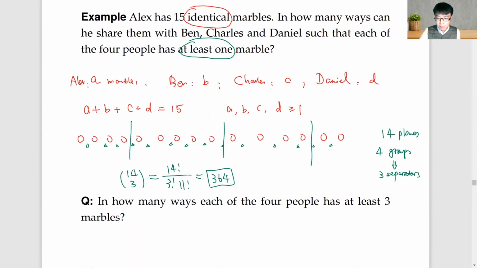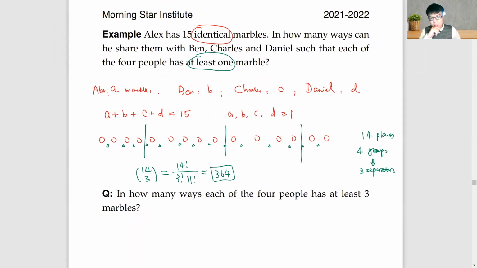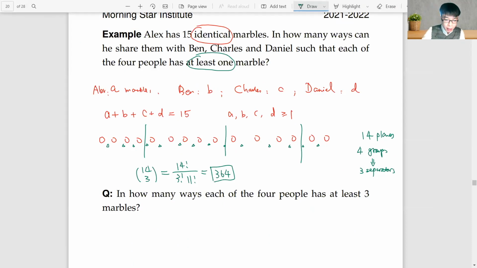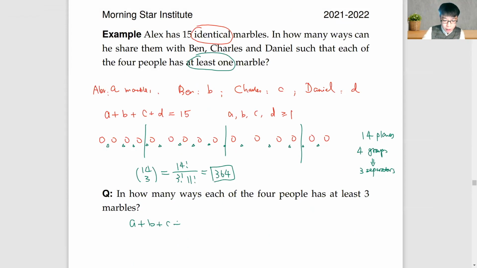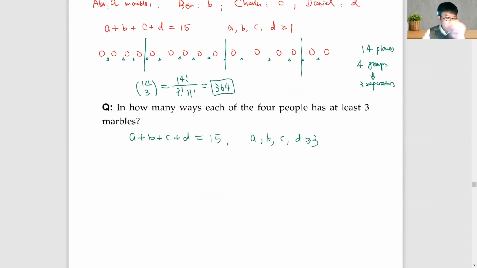And for this question, we can do a similar thing with some modification. Let me modify it a little bit. Now, what if everybody has at least 3 marbles? The formula is the same, right? A plus B plus C plus D is still 15, but the only change in the requirement is that A, B, C, D are at least 3. We can do a similar argument. Here we do some transformation to transfer to the previous question. Because I have 3, I'm going to subtract 2 from A, B, C, D to get numbers larger than or equal to 1.